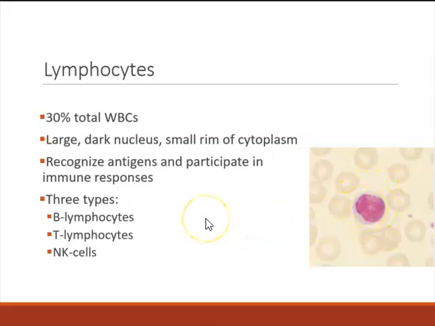So lymphocytes are important because they recognize antigens and participate in immune responses. And we have three types of lymphocytes. We have B lymphocytes, T lymphocytes, and our natural killer cells. Again, these cells are very important in immunity and in our immune responses. And they're named based on where these cells mature. So for example, B lymphocytes will mature in the bone marrow, whereas the T lymphocytes will mature in the thymus.